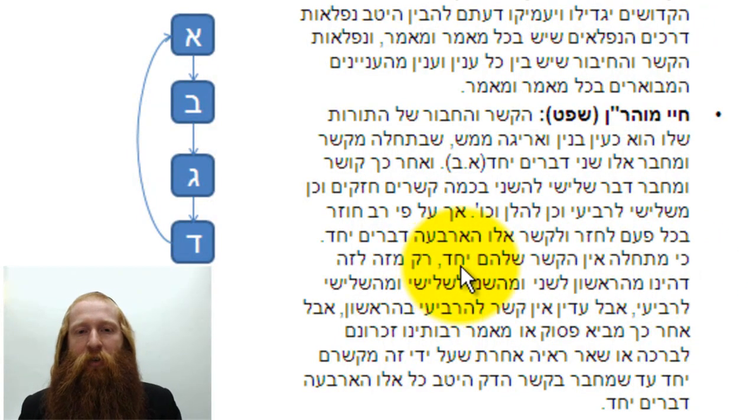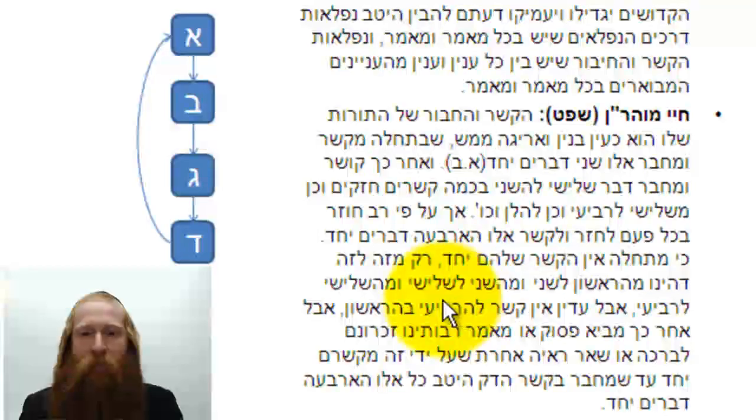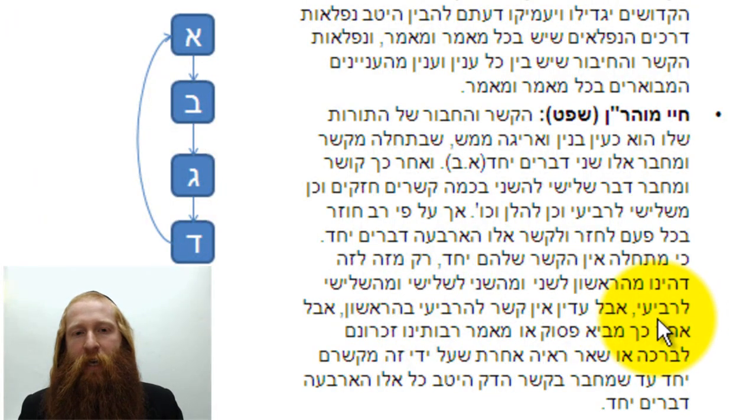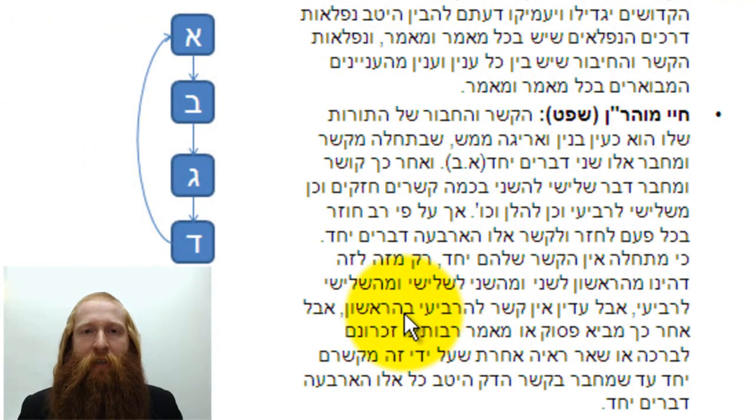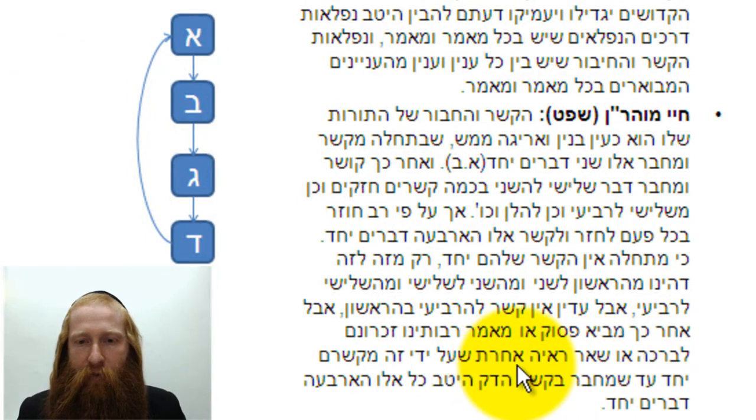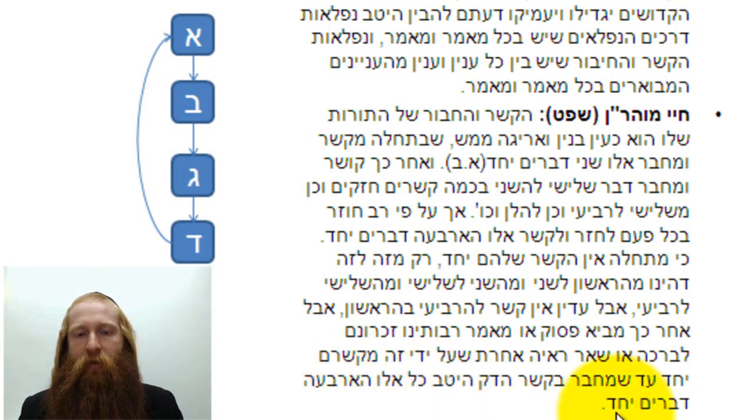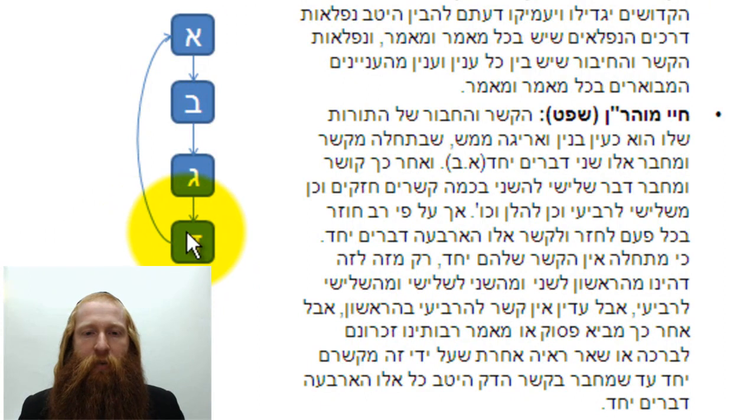Because in the beginning the connection between all 4 points is not one to the next. They're connected because Aleph is connected to Beis, and Beis is connected to Gimel, and Gimel is connected to Dalet. There's no direct connection between the fourth thing and the first thing. Maybe pasuk or maimar Rabbeinu Zichron Livracha. Afterwards, he's going to bring a pasuk or a divrei Chazal or shar raya acheres shayidei mekashrim yachad ad shemechaber bekesher hadak hitev kol ilu arba dvarim yachad. And then he's going to bring more psukim to connect the fourth to the first.